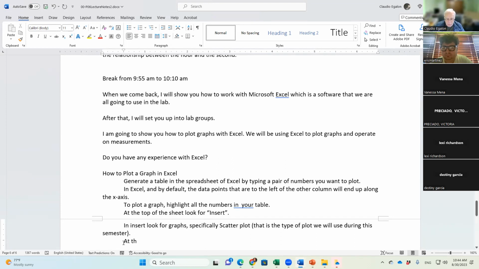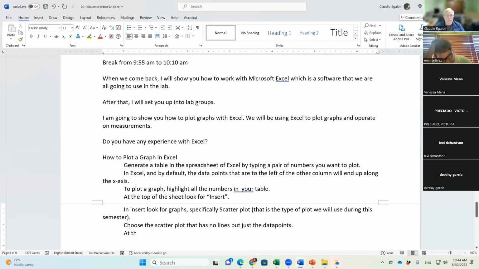Choose the scatter plot that has no lines but just the data points. And it's spelled out in my syllabus too. I believe I spelled it out in my syllabus.